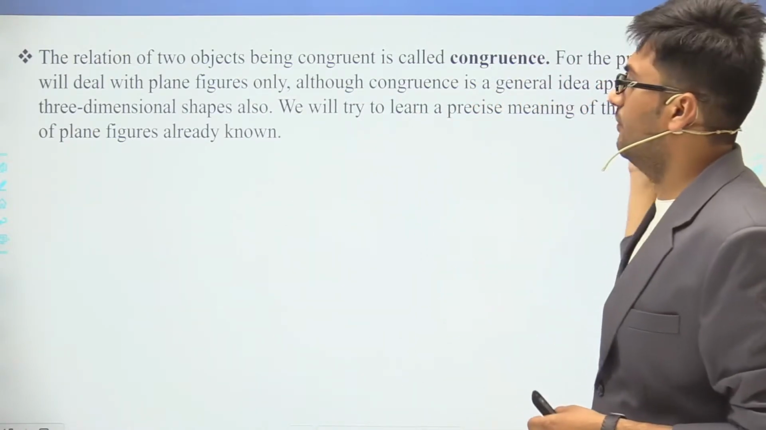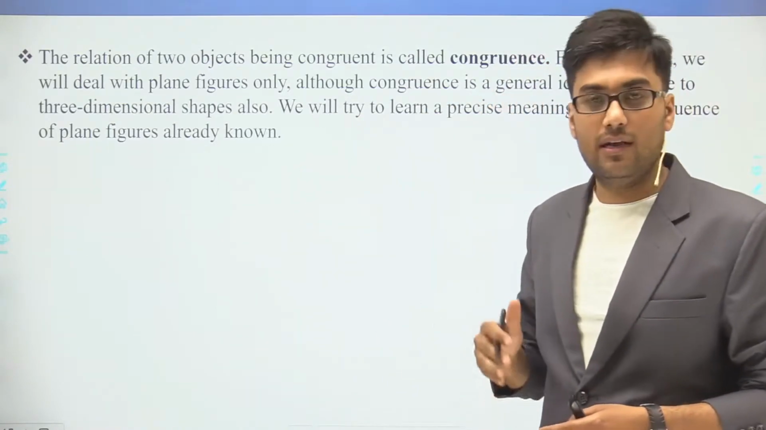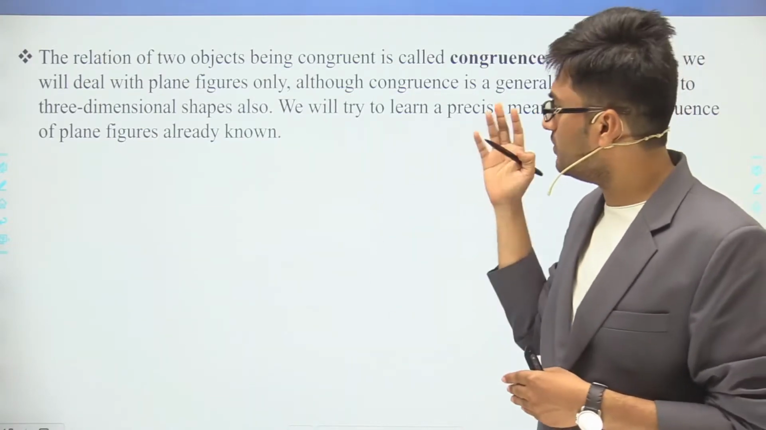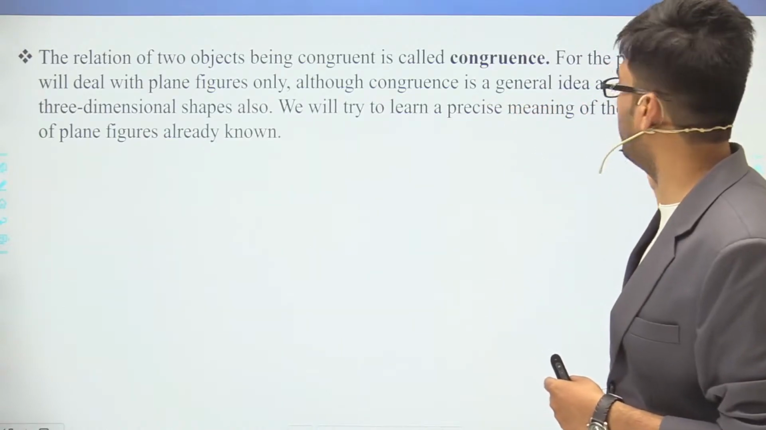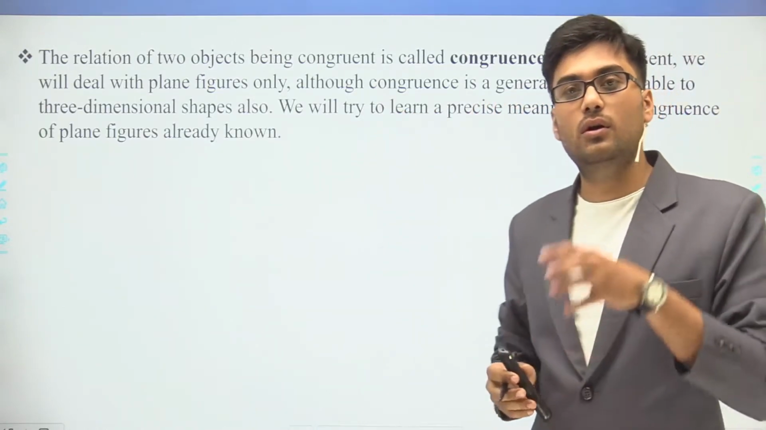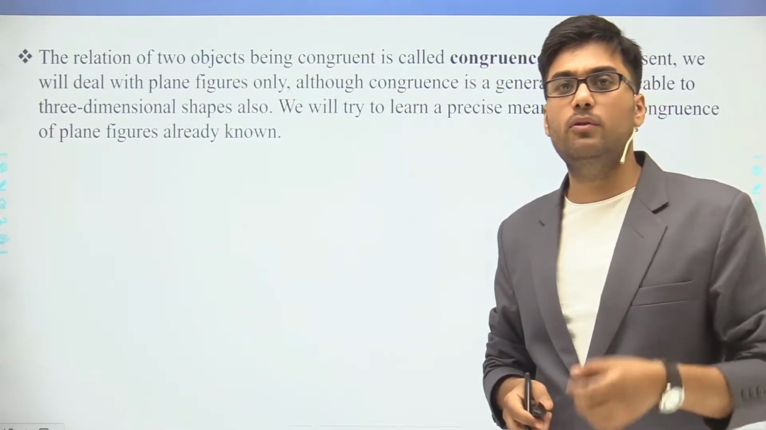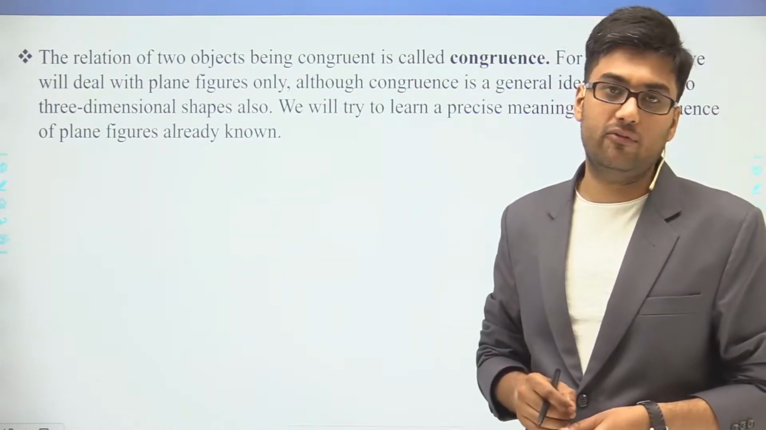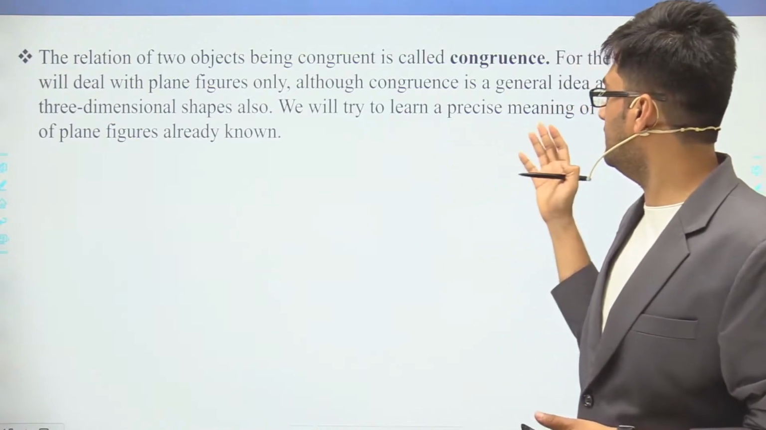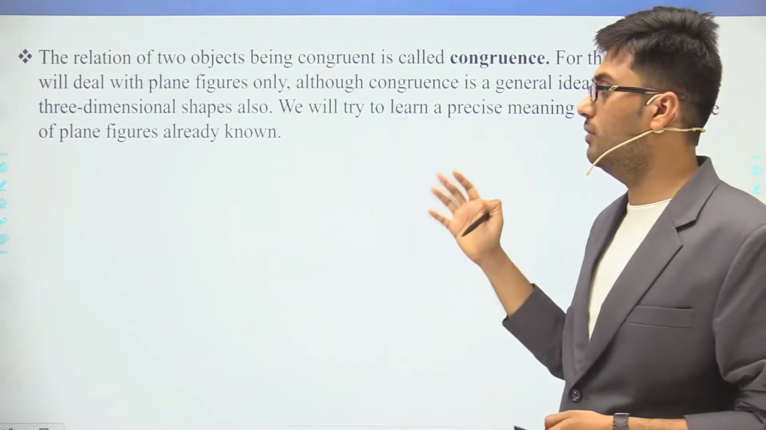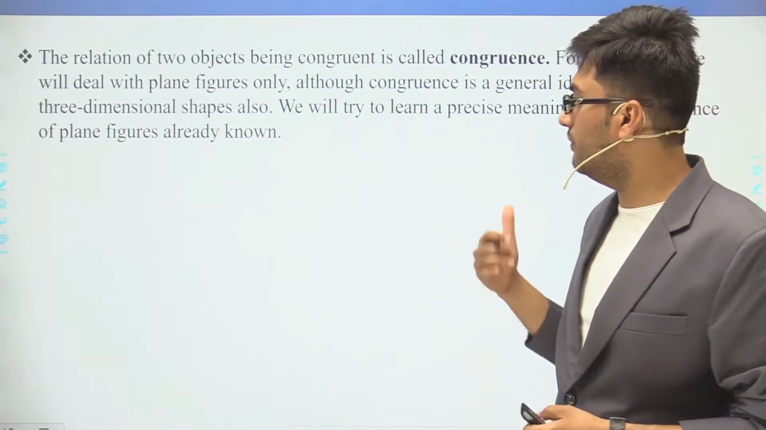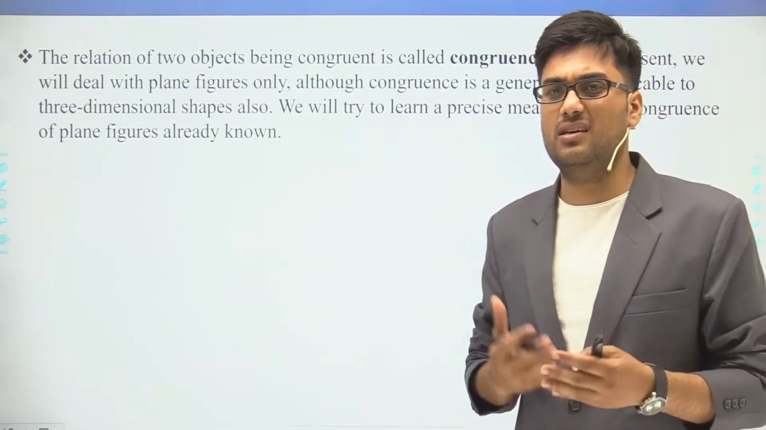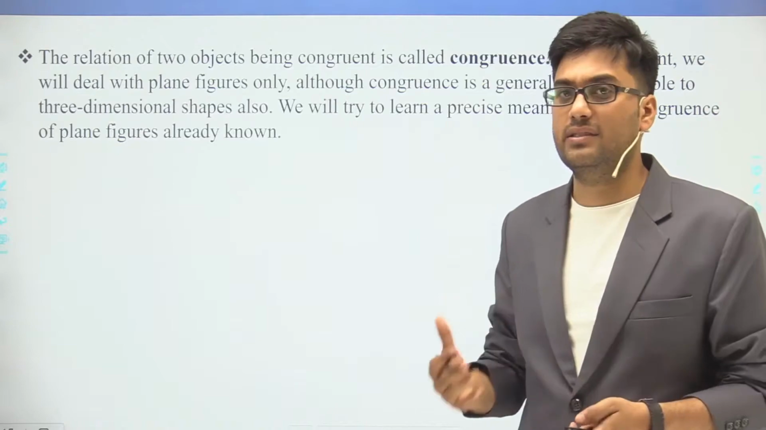For the present we will deal with plane figures only. In this chapter we will deal only with the congruency of plane figures. Although congruency is a general idea applicable to three-dimensional shapes also, in this chapter we will discuss only plane figures. We will try to learn a precise meaning of the congruency of plane figures already known, such as rectangles, polygons, triangles, etc.